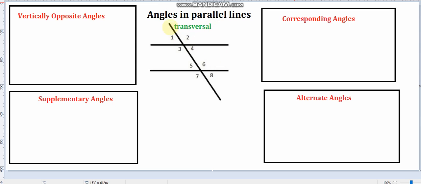Today we are going to talk about angles in parallel lines. This is parallel lines and this is a transversal which is intersecting the parallel lines, and there are 8 angles which are formed because of this one transversal. Now we have to see which angles are the same.